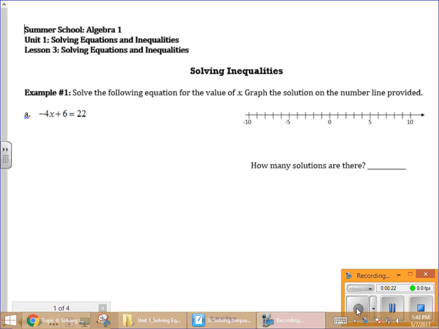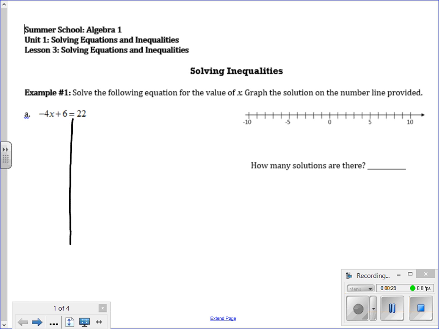In example 1, I have negative 4x plus 6 equals 22. Every time I solve an equation, I start by organizing and drawing a line down under the equal sign. In order to solve an equation, I think about inverse operations. The positive 6 has an addition sign in front, so I need to subtract 6 from both sides so that I can get x by itself. When I do that, I end up with negative 4x equals 16.